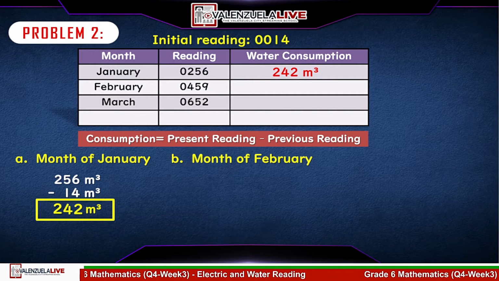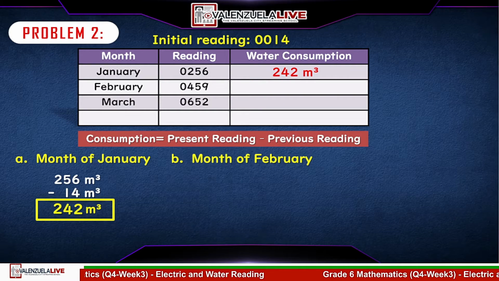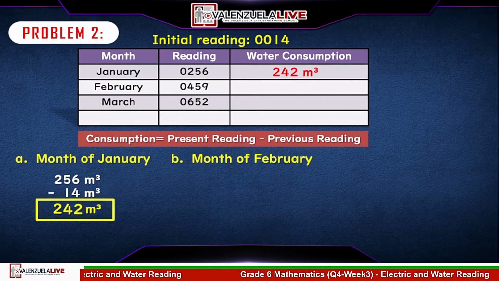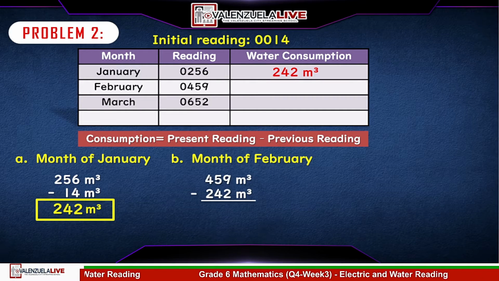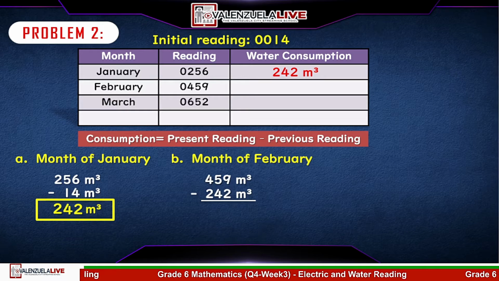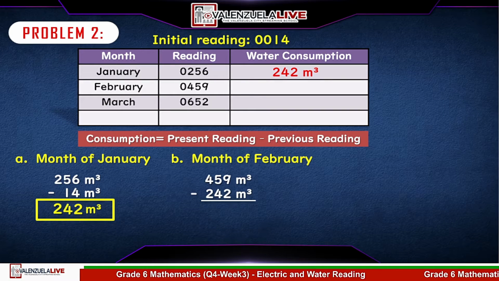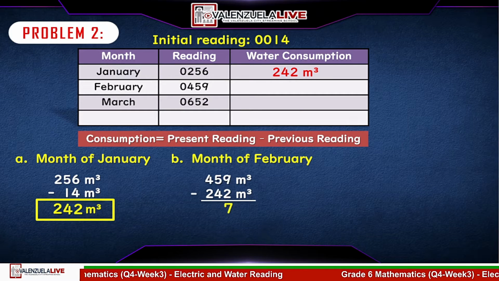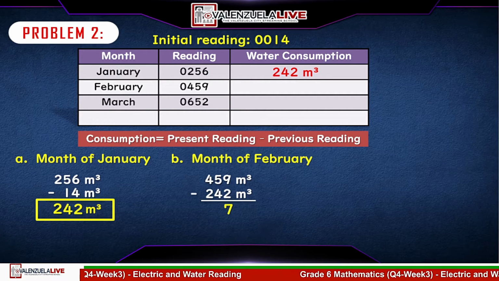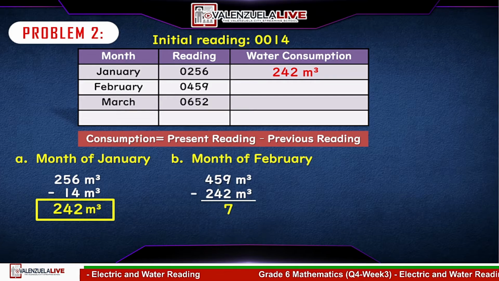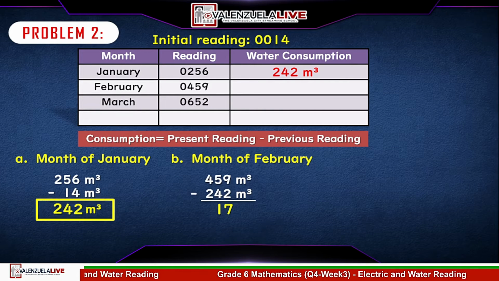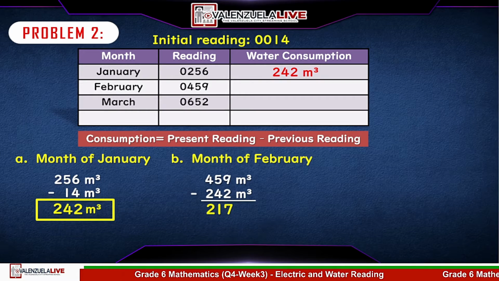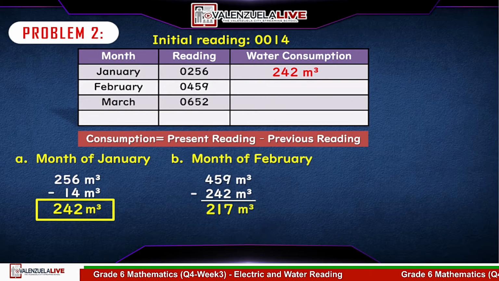Then for the month of February, subtract the previous month, which is January, water consumed from the recent month, which is February. Subtract 242 cubic meters from 459 cubic meters. Let us solve. 9 minus 2 equals 7. 5 minus 4 equals 1. 4 minus 2 equals 2. So, the answer is 217 cubic meters.